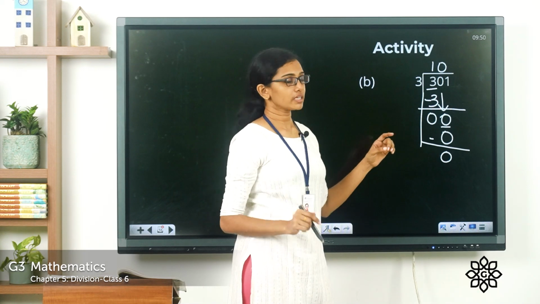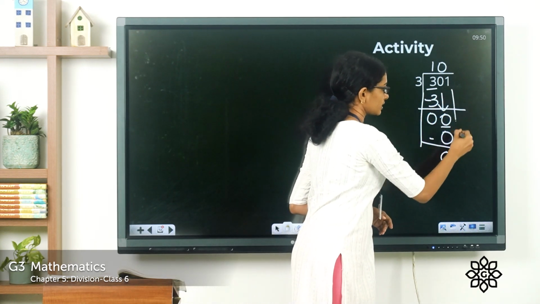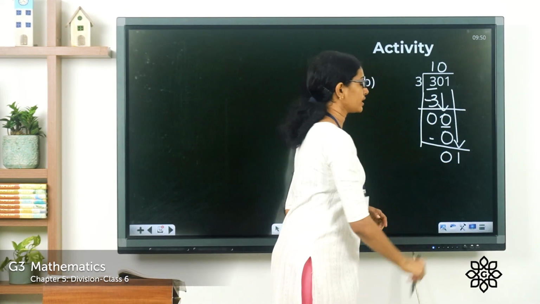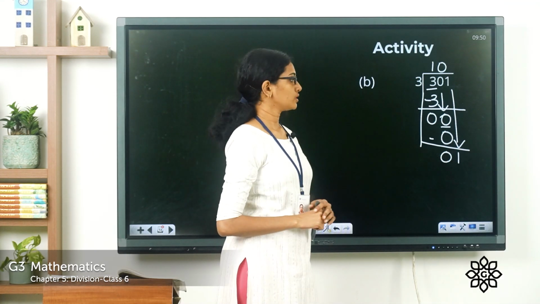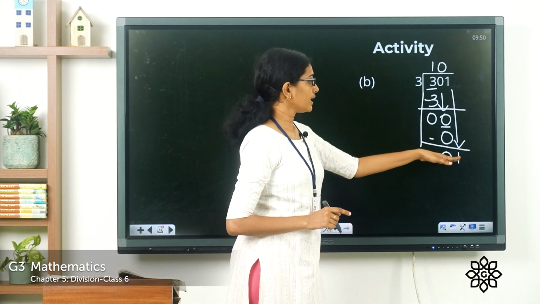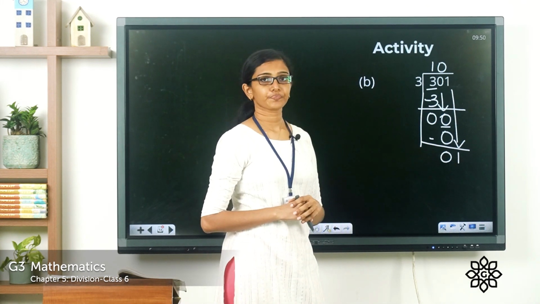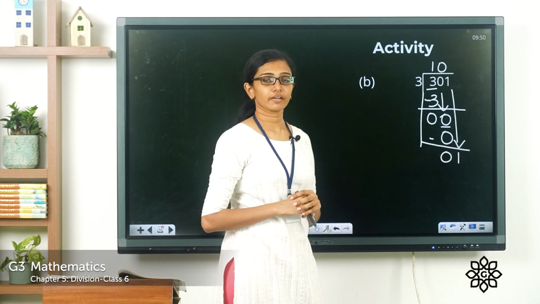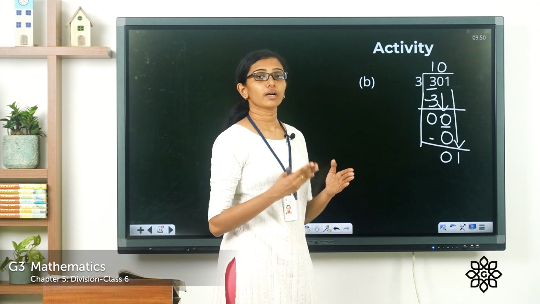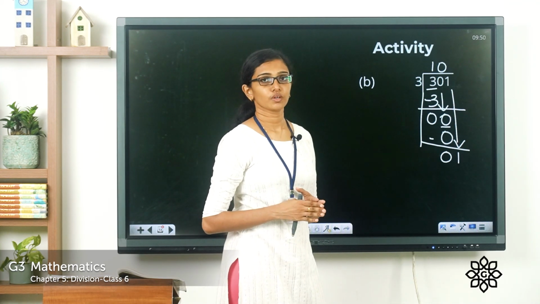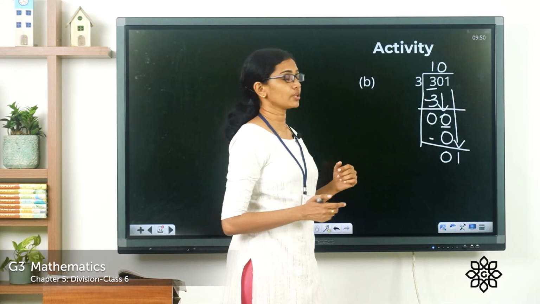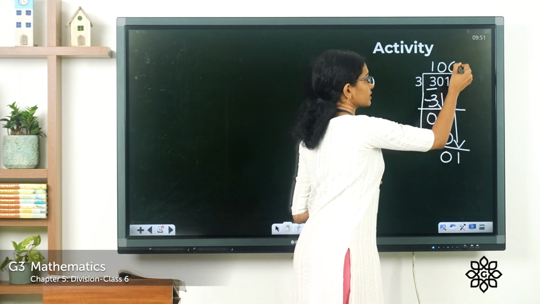Now there is one more digit to bring down, which is the digit 1. So let's bring it down here. Now we have the number 1. So now can we divide this 1 by 3? 1 divided by 3, can we do that? We know 3 ones are 3, but 3 zeros are 0. So let's take 3 zeros. So 3 into, let's put the 0 here.